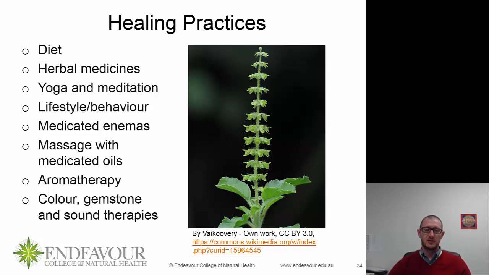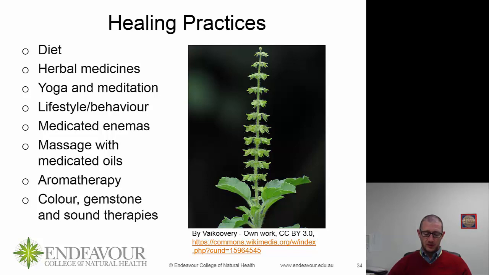Gemstone therapy is used, and this is looking at wearing particular gems to influence the kind of subtle workings of the body, or perhaps leaving a particular gem in water overnight and then drinking that water in the morning. These sorts of things are prescribed within Ayurvedic medicine as well.